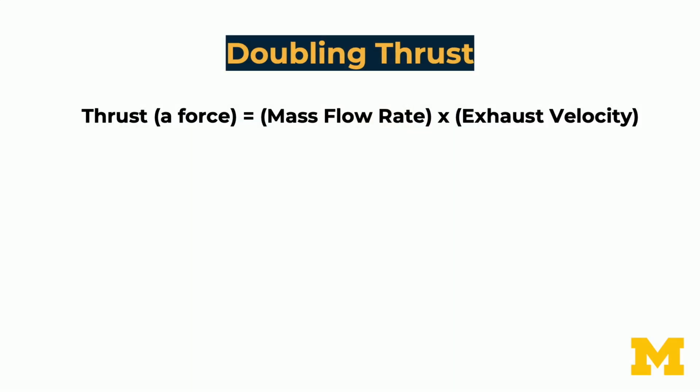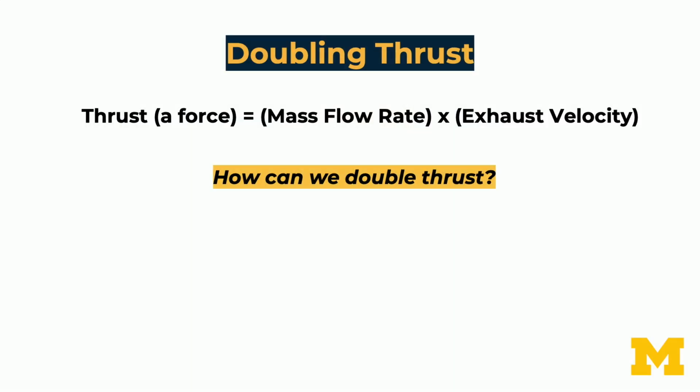If you want to double the thrust, you want your rocket to be twice as powerful as it was before, there are two ways of doing it. You can either double the mass flow rate or double the exhaust velocity. Those things are not equal to each other though. One is much easier than the other. So let's talk about doubling the mass flow rate.